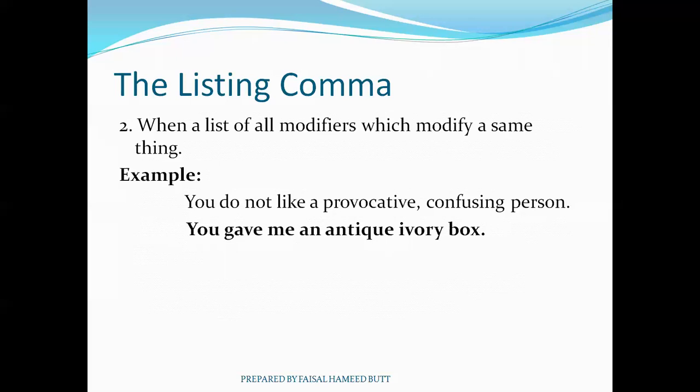See, you do not like a provocative, confusing person. In between provocative and confusing, both adjectives are modifying one word, that is person. So there is a list of modifiers which are modifying one word, so we can put a comma. But there is another example where we can't put a comma because there are modifiers, but they are not modifying the same noun. You gave me an antique ivory box.